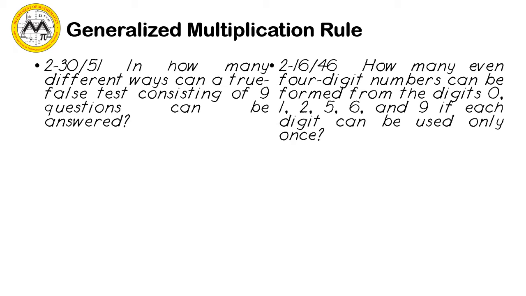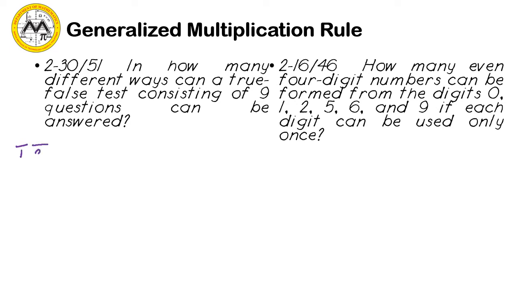In how many different ways can a true or false test consisting of 9 questions be answered? You might be thinking you are seeing true or false, that would be 2, and there would be 9, so that should be 2 times 9, which is 18. That is wrong. In answering a true or false test, for every item, you have true or false.